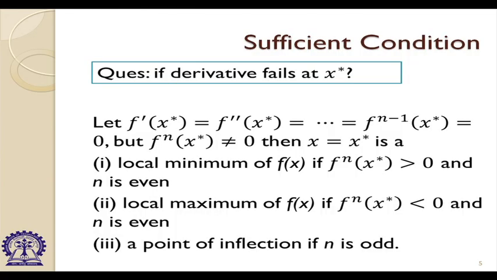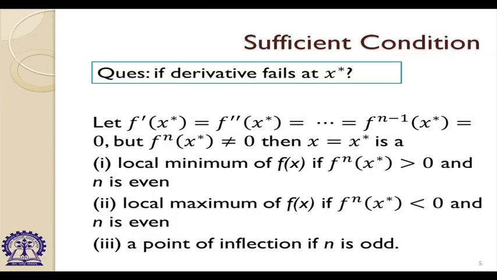Now, what is the other disadvantage? The disadvantage is that we cannot declare whether it is a maximum or minimum or saddle point. That is why there is another set of conditions, called the sufficient condition. I have mentioned that if the derivative fails at x star, how to do it. That is why the sufficient condition is coming.